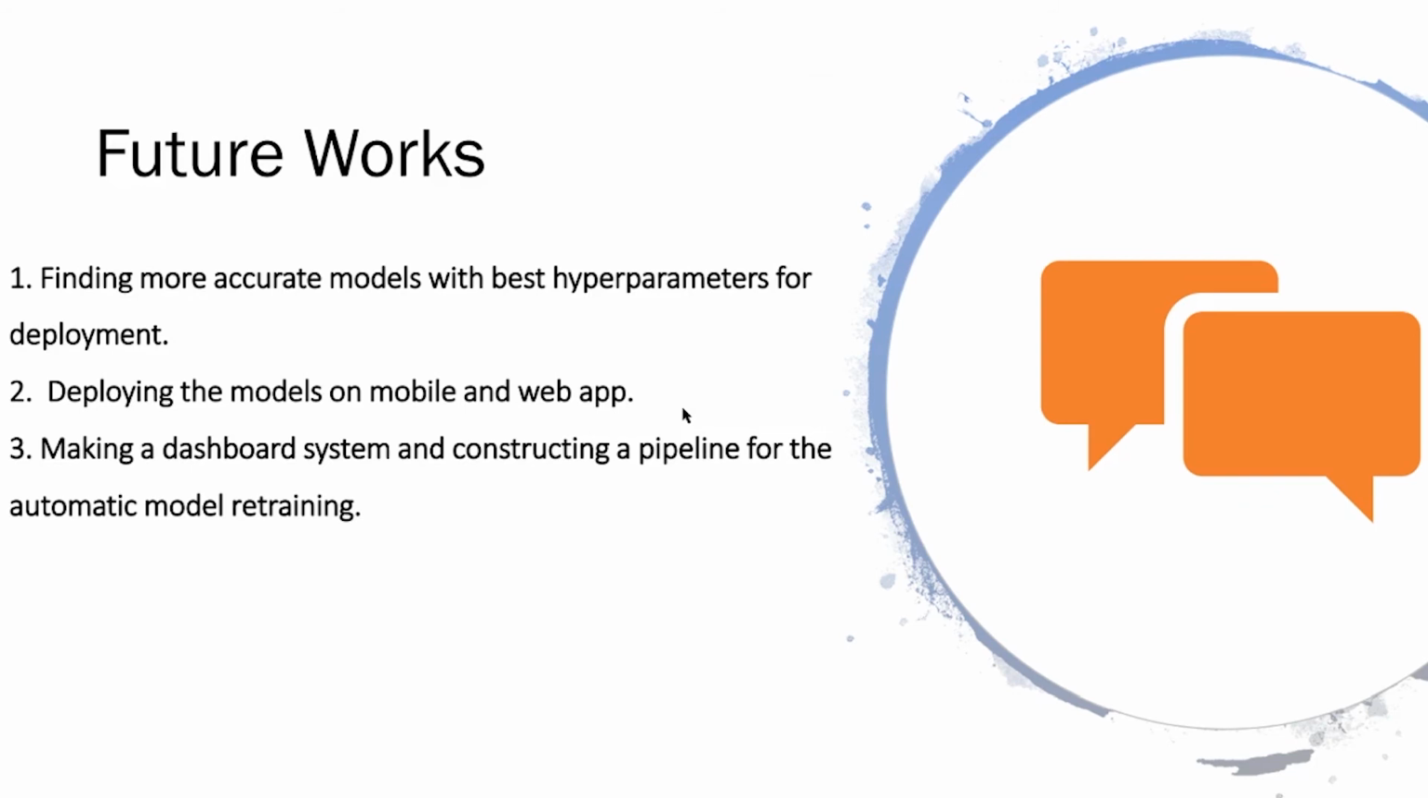We can also make a dashboard system and construct a pipeline for automatic model retraining. Suppose new image data comes and the model is not classifying it properly. We can build a reinforcement system where the model automatically makes a dashboard of incorrectly classified images and retrains itself, so that later when the same image comes, it will classify it correctly.